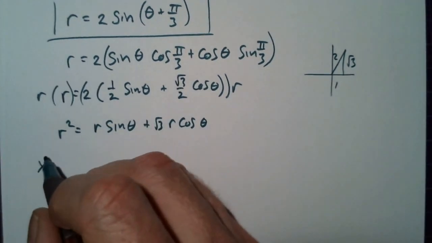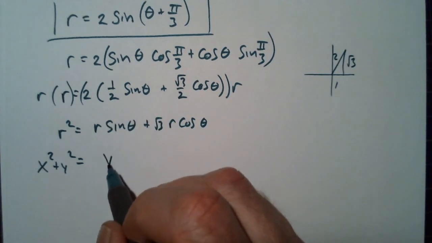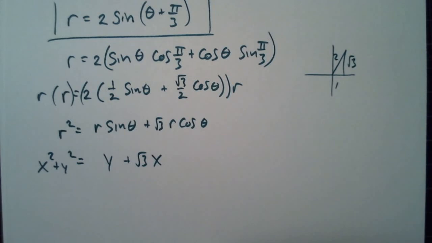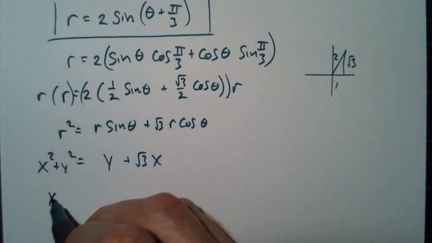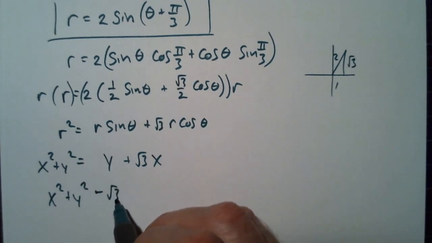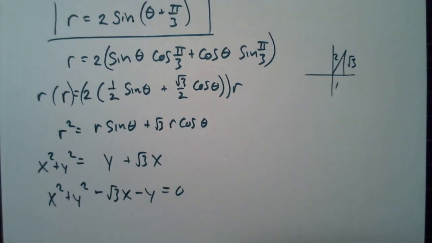R squared is x squared plus y squared. R sine theta is y. R cosine theta is x. And we can put it in general form. And that's the last example.